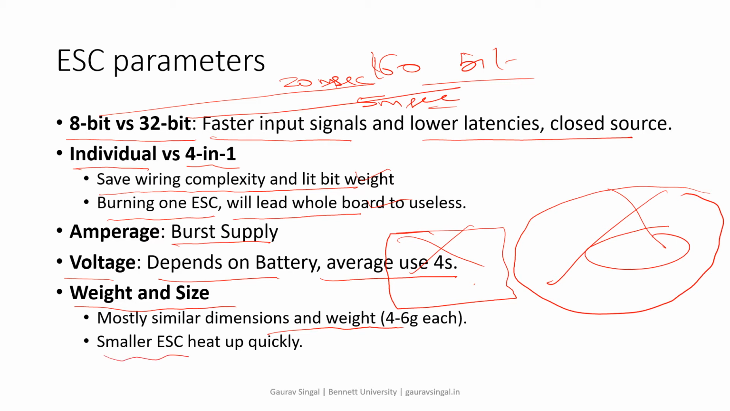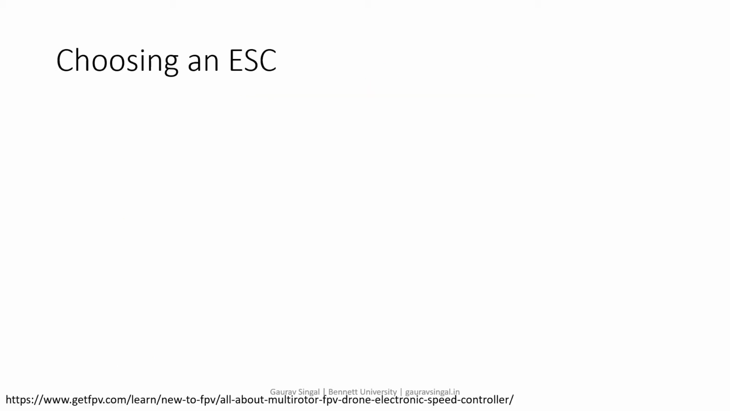Smaller ESCs heat up quickly. So we have to make firmware that can help us reduce the heat to make it more efficient. In future we want to make the hardware smaller, shrink it. But again, with shrinking, other issues could arise, such as heat.